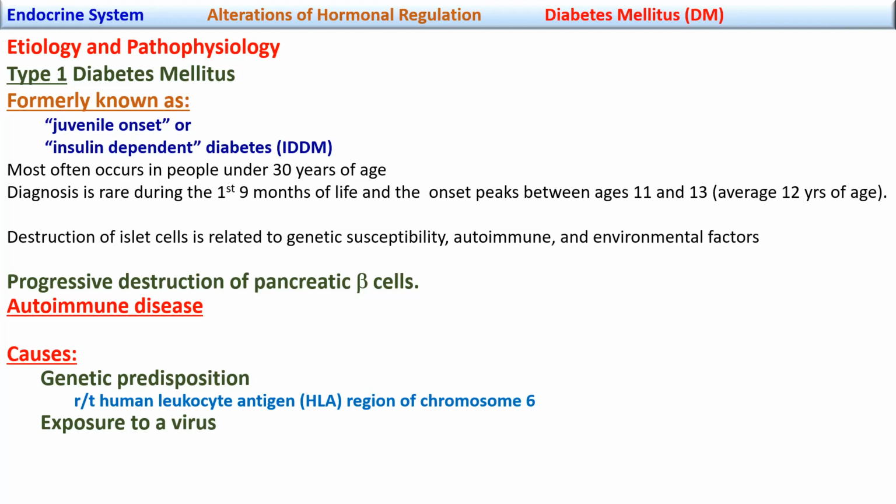The causes of type 1 would most likely be genetic predisposition related to human leukocyte antigen, which was identified and located on chromosome number 6, and exposure to viruses. Different viruses like mumps and congenital rubella may trigger the autoimmune destruction of the pancreatic beta cells.